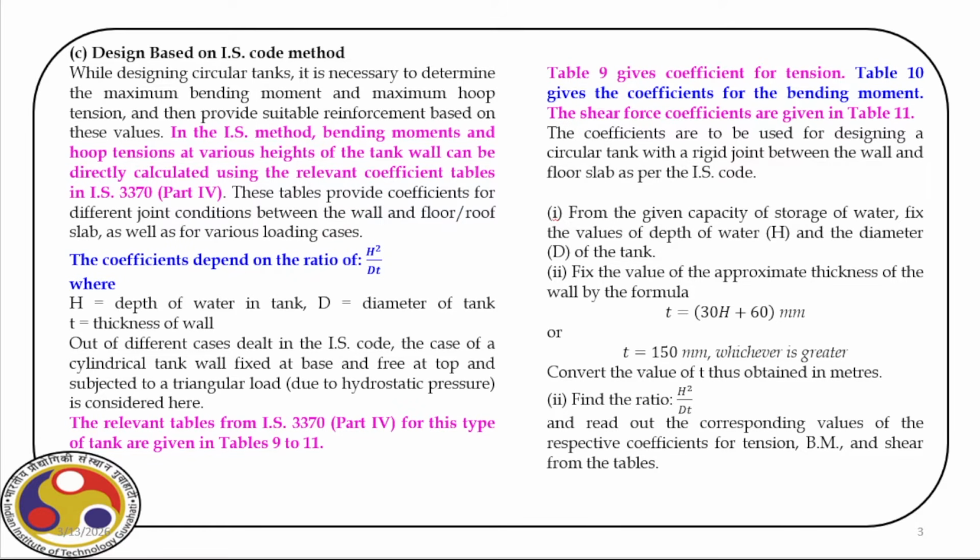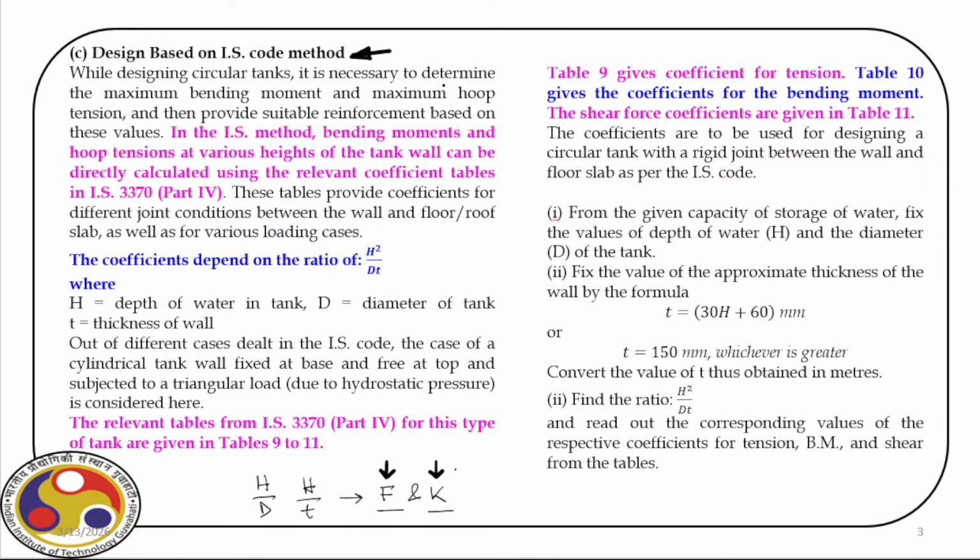Now, before we go into the details of IS code method, recall, even in the Carpenter's method, we first fix this H by D and H by T. And based on that, we get the two coefficients F and K. Now, here in this IS code method also, it is similar. The only difference is how we estimate these coefficients.